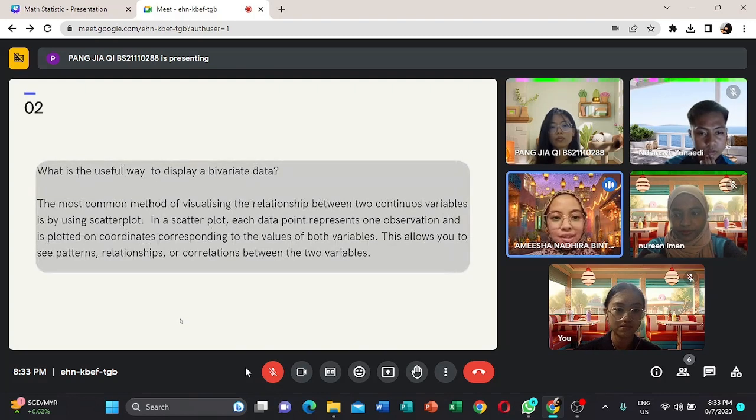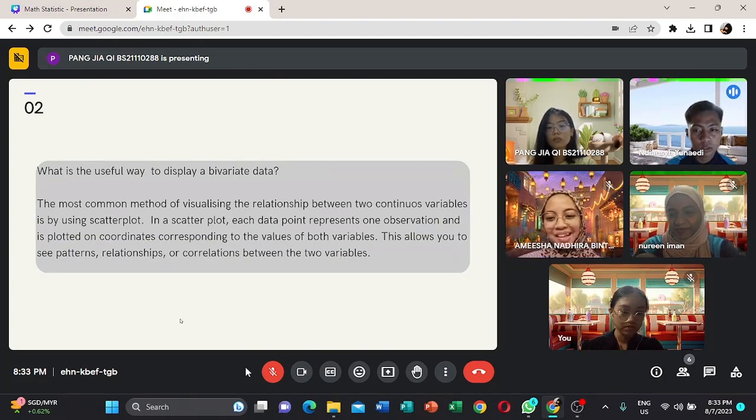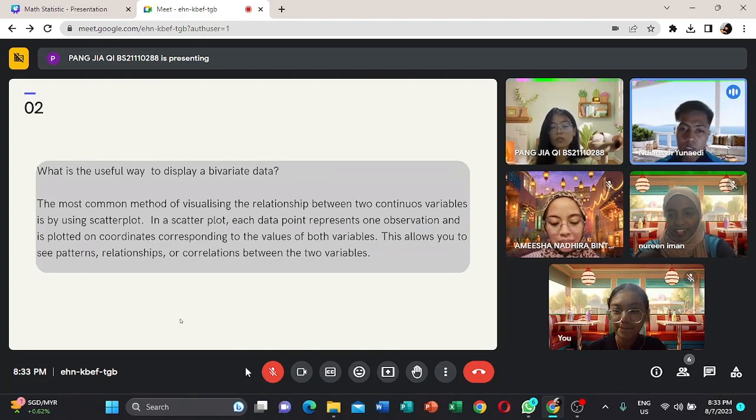So for the next question, I will ask Nadiansyah, what is a useful way to display bivariate data? I think the most common method of visualizing the relationship between two continuous variables is by using a scatter plot. In a scatter plot, each data point represents one observation and is plotted on coordinates corresponding to the value of both variables. This allows you to see patterns, relationships, or correlation between the two variables.